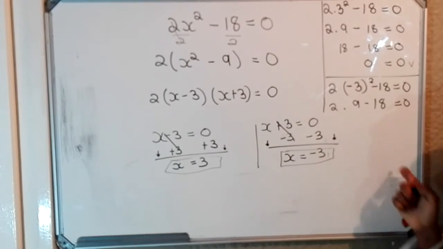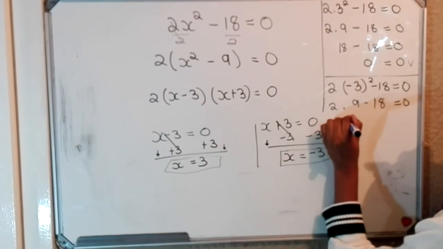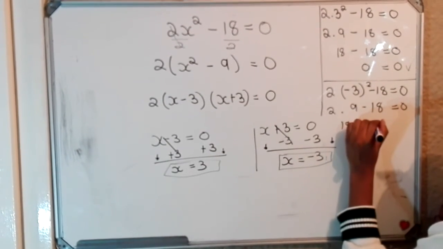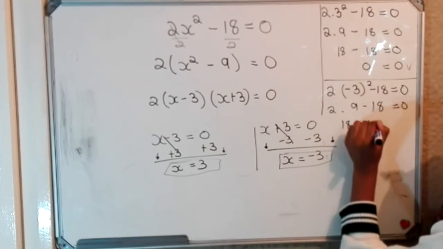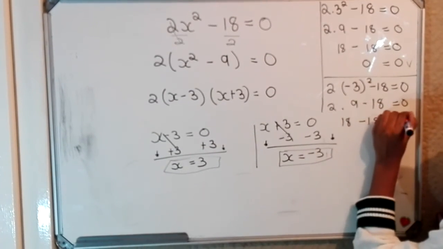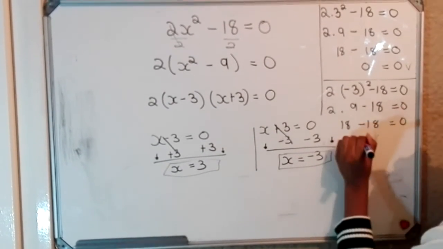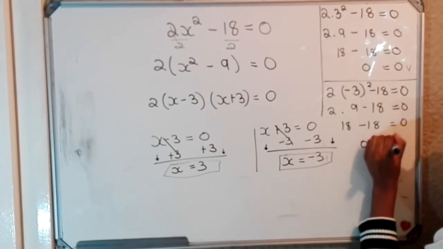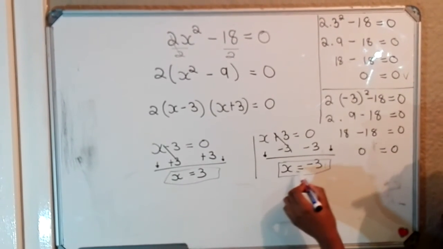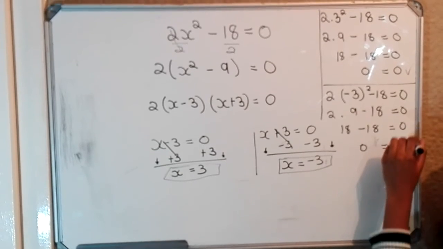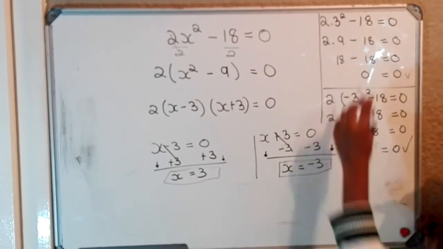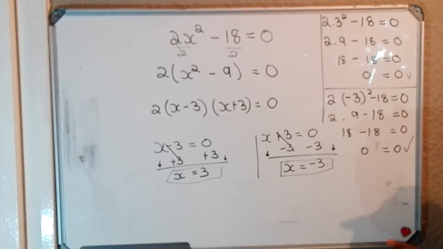2 times 9 gives me an answer of 18. 18 minus 18 must equal 0. 18 minus 18 is 0. 0 is equal to 0. So when x is equal to minus 3, that is correct. And everything is true. So that's our final answer, okay?